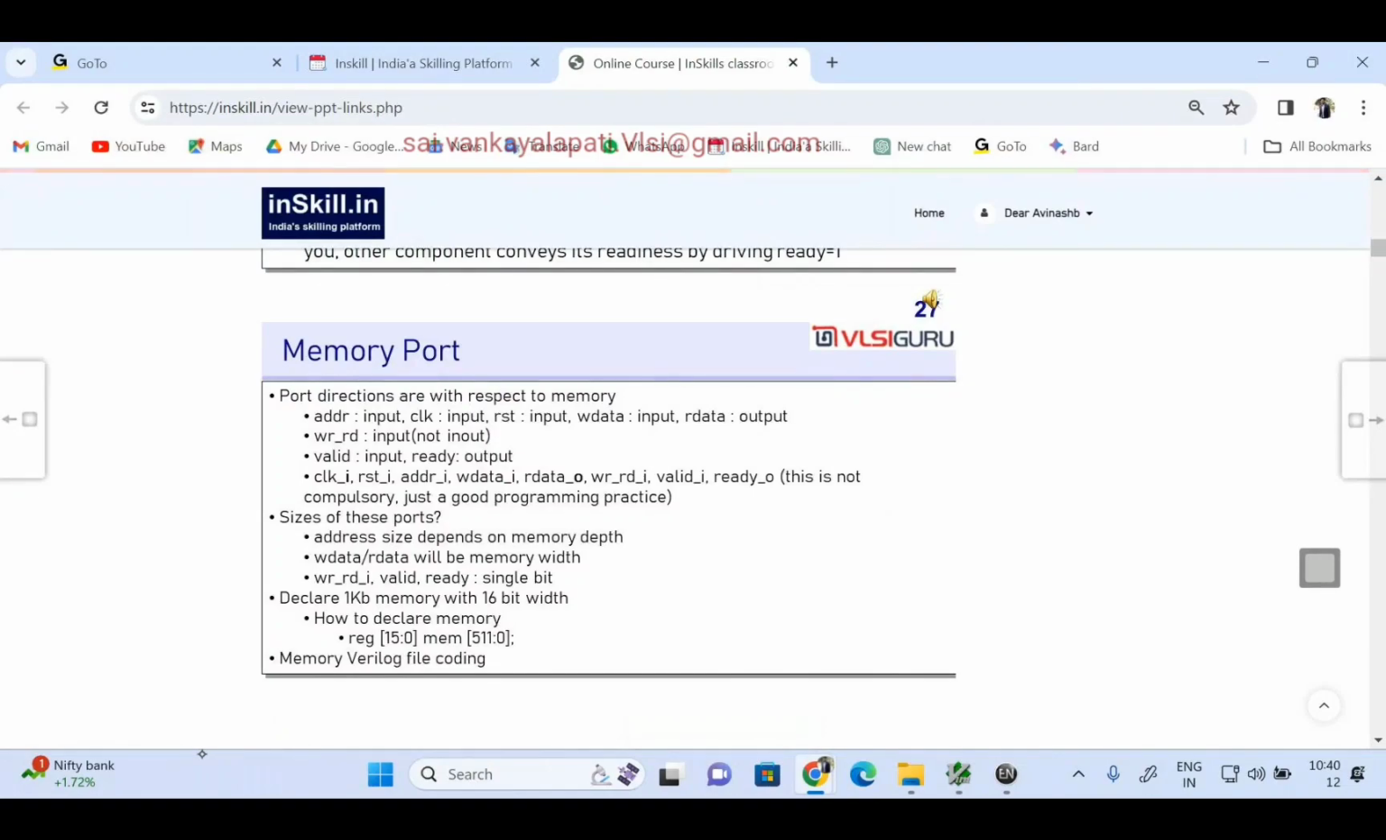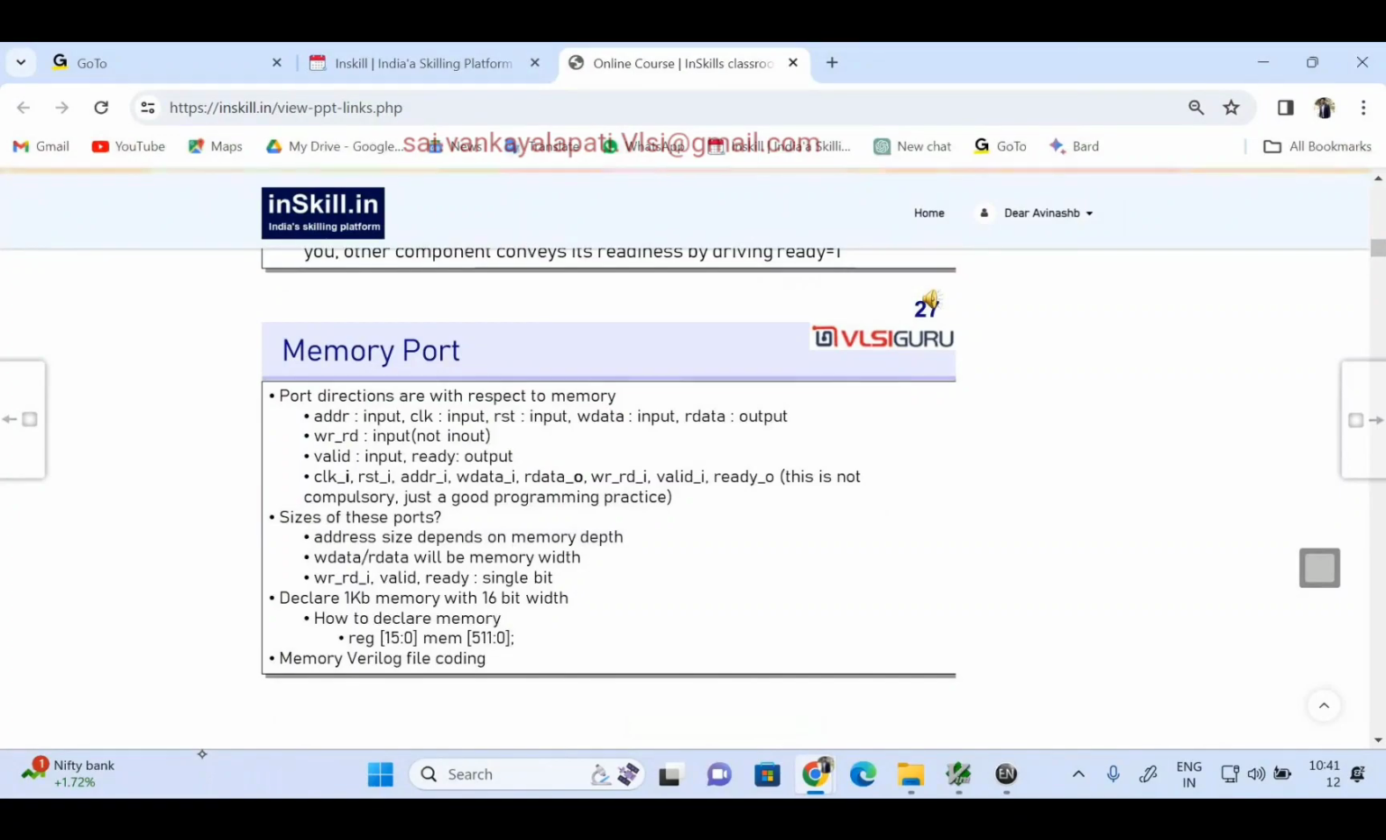Usually you should avoid inout ports when you are modeling any memory. Try to use the input port and the output port. Valid is input, ready is 1-bit output. You write an underscore i or underscore o suffix to tell that these are input ports and output ports. Then what do I need to do? I should know the size of the ports. So how do we get the size of the ports?